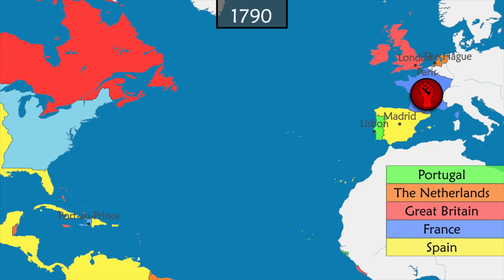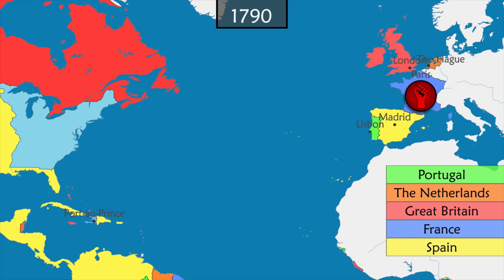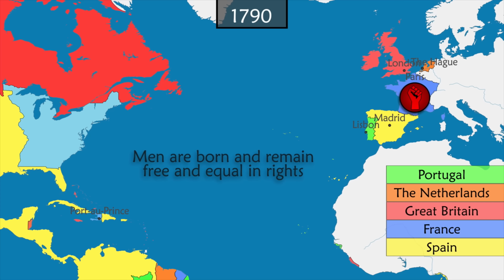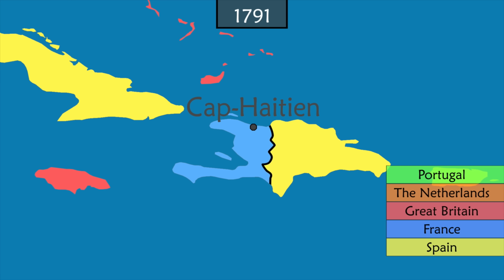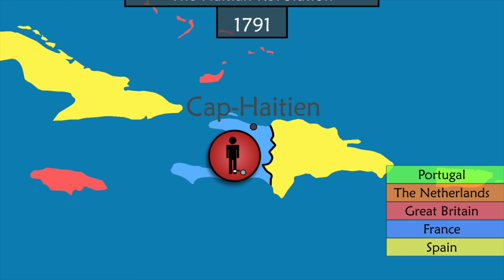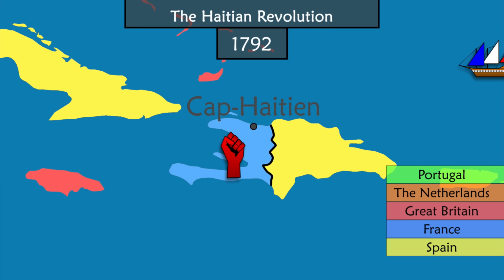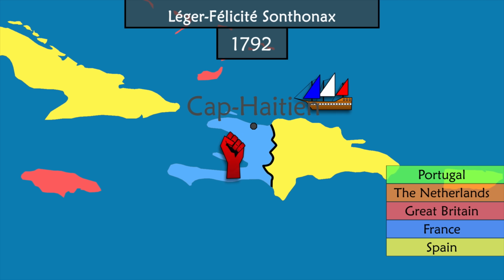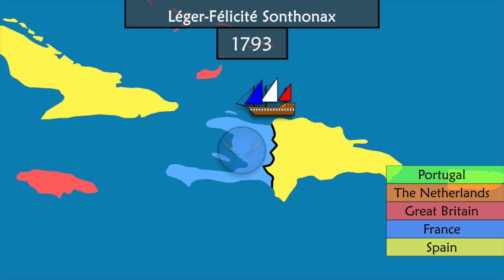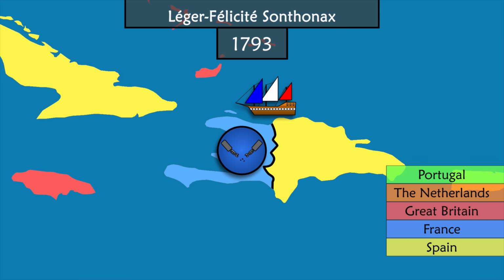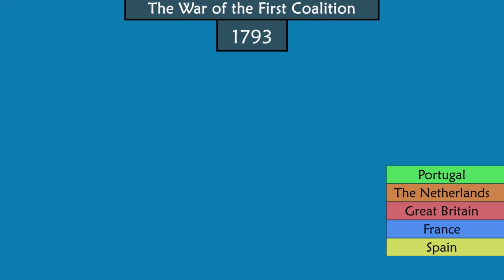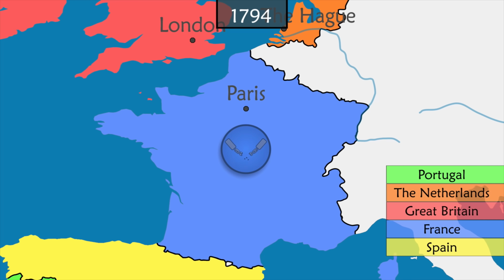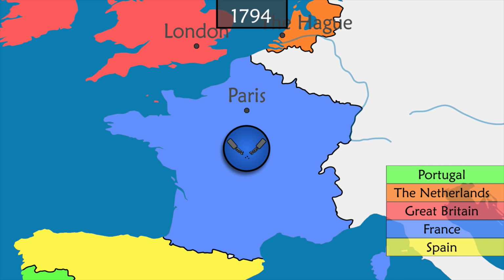In the Declaration of the Rights of Man and of the Citizen, it's written that men are born and remain free and equal in rights. In Saint-Domingue, these words resonate with the slaves and freedmen who revolt. A French civil commissioner is sent to restore order. He proclaims the emancipation of the slaves, obtaining their military support in the middle of the war against Great Britain and Spain. The following year, in Paris, slavery is officially abolished in all French colonies.